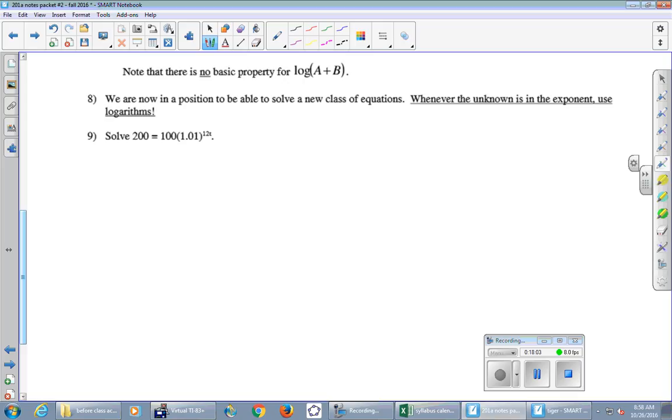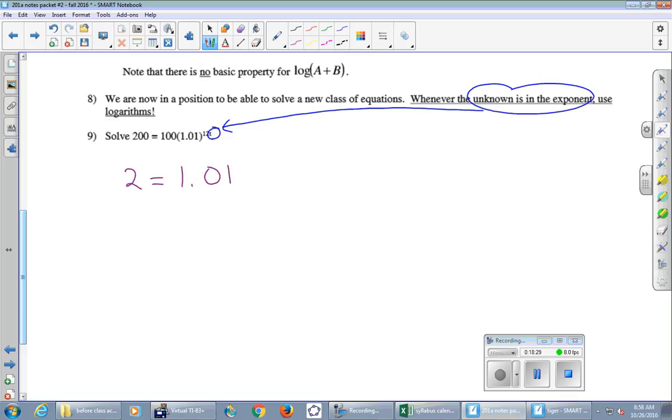Okay, so let's see if we can solve. I see that the variable is in the exponent. There we go, the unknown is in the exponent. And so logs is the right tool, but now is not the moment to use it. What do we need to do first? Divide by 100, right? Let's get that exponential piece by itself. So divide both sides by 100. We get 2 equals 1.01 to the 12t.